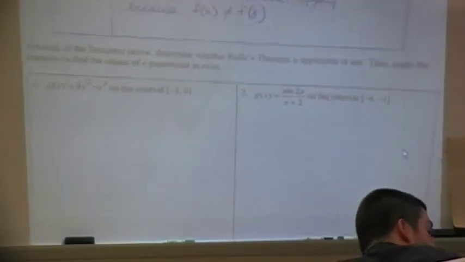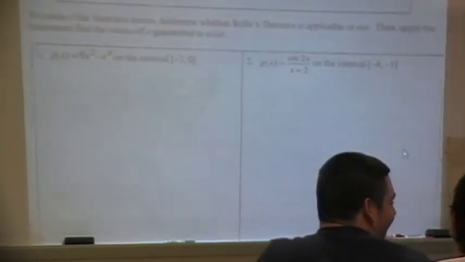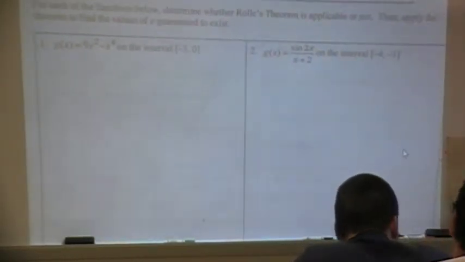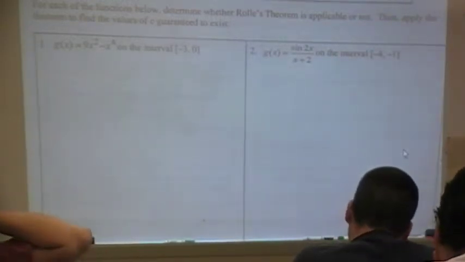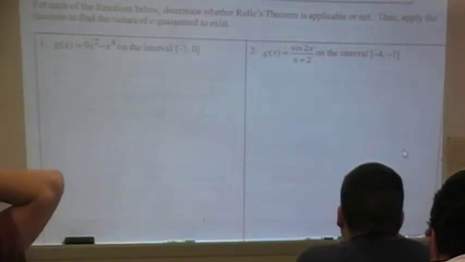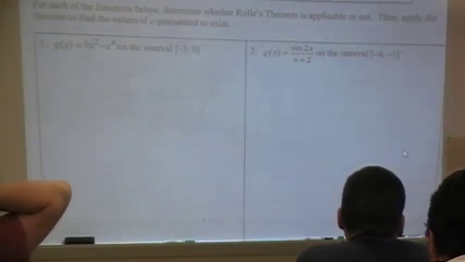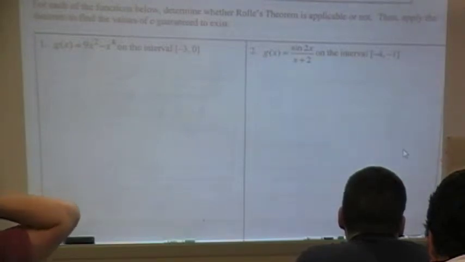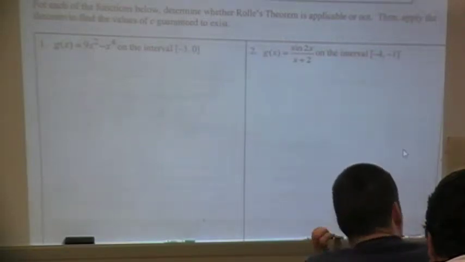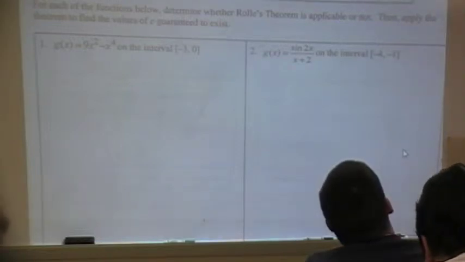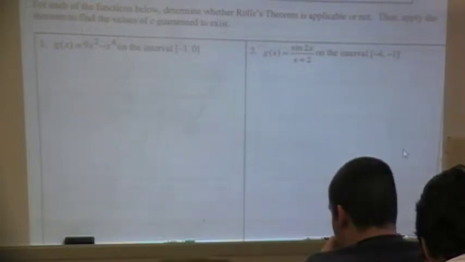One thing's enough. So now we need to determine whether or not Rolle's theorem is applicable to the following functions without a graph of them. This is where knowledge of all of your parent functions comes into play. On 1, is g of x a continuous function? It's a continuous function.